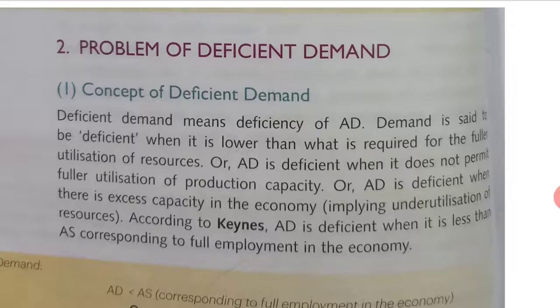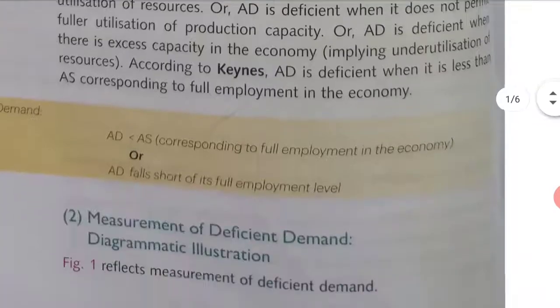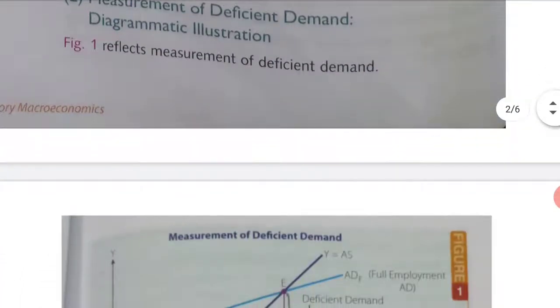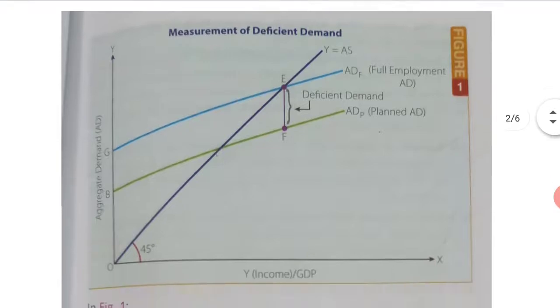So there is full employment in the economy, but sometimes the demand will be less than the full employment. That situation is named deficient demand. Now we are going to discuss how to measure that. That measurement of deficient demand also we discussed yesterday.